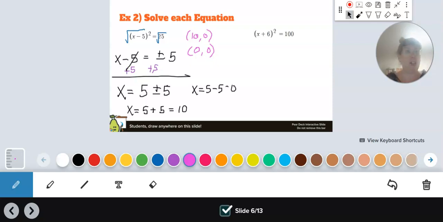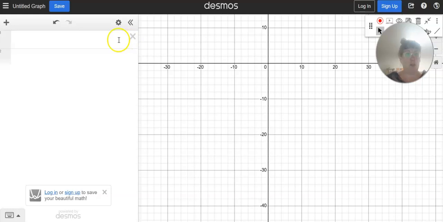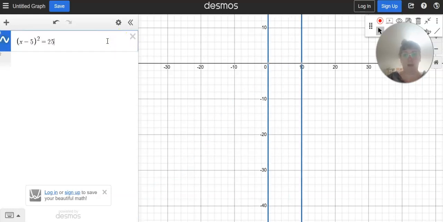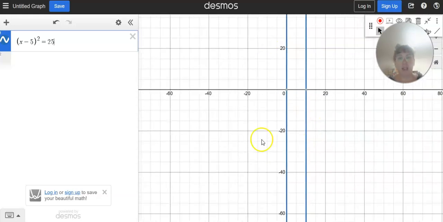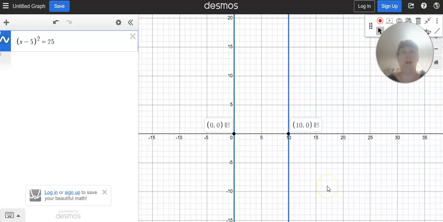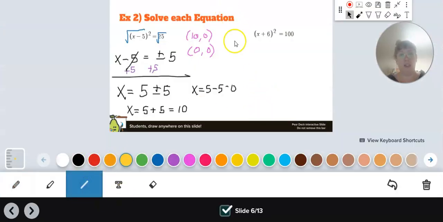Let's graph it, see what it looks like. So we have x minus 5 all squared equals 25. Here's our graph in blue, and here's our intercepts at 0 and at 10. So we can just graph these problems to make sure we did them correctly, which I love. I think that's a great tool to have.